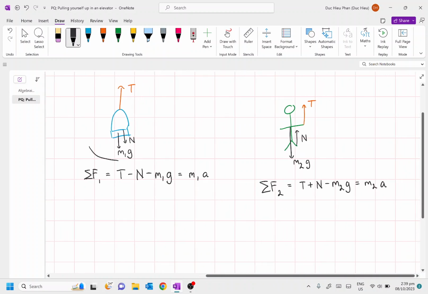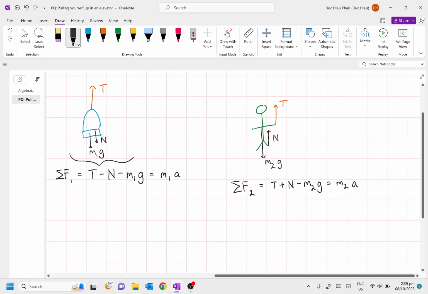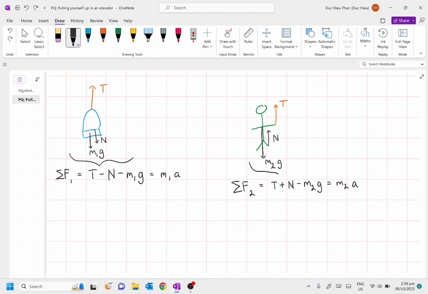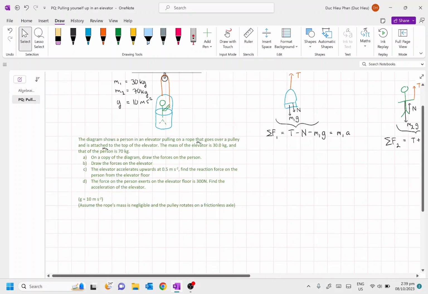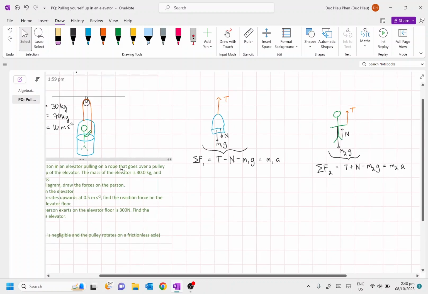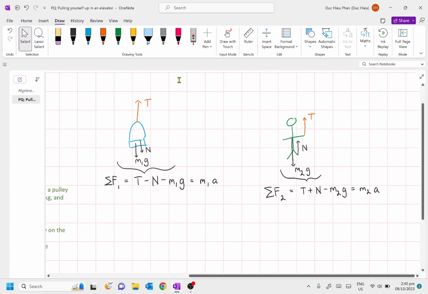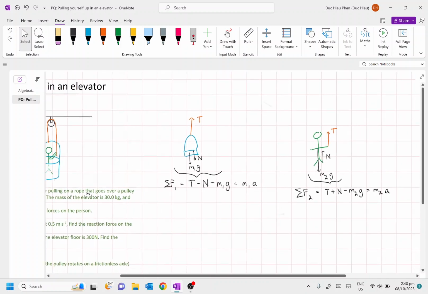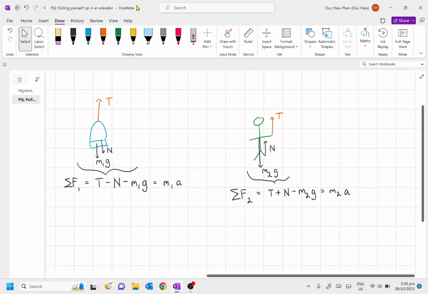So now that we found the sum of forces on both bodies, we want to figure out how to combine these equations to give us an answer where we can find the normal force. Because look, the question is asking us to find the reaction force on the person from the elevator floor. Now, sometimes when you do this question, and you will see questions where it asks you to do this, you're supposed to combine these two free body diagrams together to make a free body diagram for both, that includes both the person and the elevator.